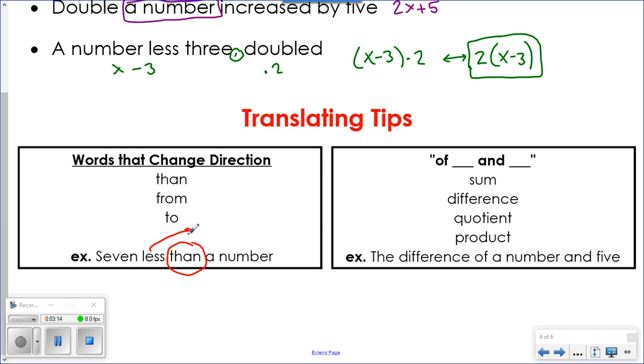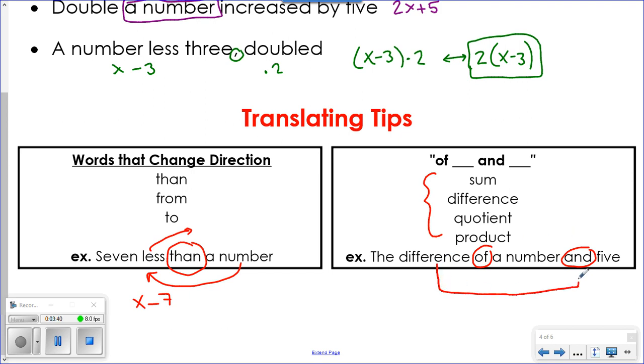So 7 less, even though it comes first in my sentence, is actually going to move to the end, and a number is now going to come to the beginning. So we have our number, and we take 7 less than that. Of blank and blank is going to be used with our 4 operator words, so sum, difference, quotient, and product. We're going to look for those in the sentence as soon as we see one of these 4 words. And is going to be where my symbol goes.